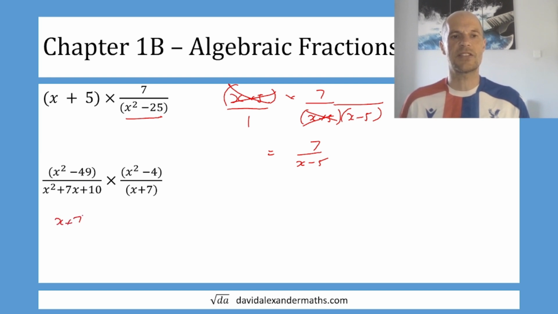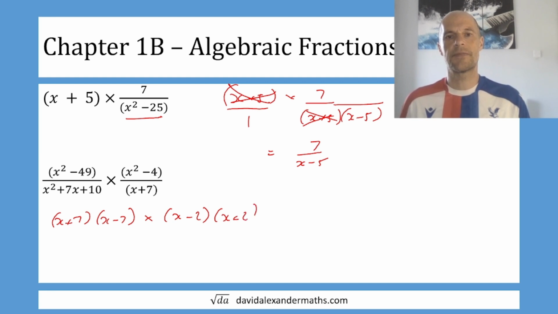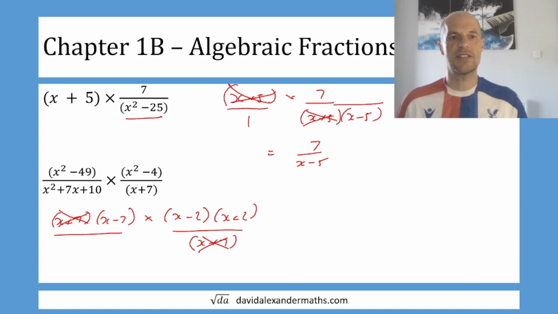is x plus 7, x take away 7, and we're multiplying by x take 2 over x plus 2. Now, presumably, we're going to end up with some x plus or minus 7s on the bottom or some x plus or minus 2s on the bottom so that we get some cancelling. Well, we've got an x plus 7 here straight away. So we can see straight away that will cancel with that x plus 7.